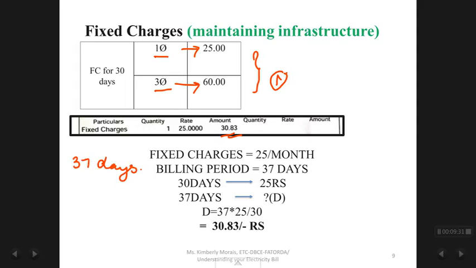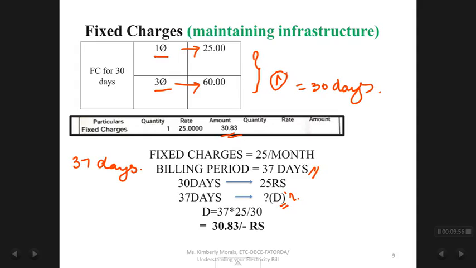And these rates that are given, they are for 1 month, okay. So this is actually for 30 days. So my fixed charges are given as 25 rupees per month, which is your 30 days. So for 30 days, I'm having 25 rupees. But your bill has actually come for 37 days. So on the day side, you put 37 days. How much will the cost be?